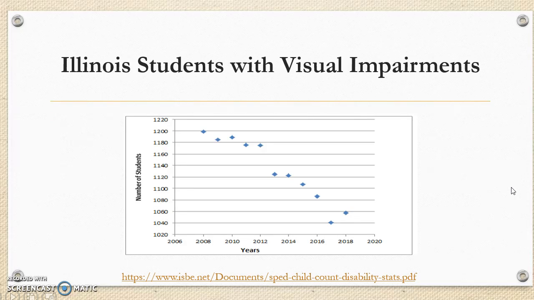Here is a graph of the amount of students that qualified for services under IDEA in Illinois from 2008 until the 2018-2019 school year. As you can see, there has been a decrease. In 2008, there were 1,199 students with a visual impairment, and last school year, there were 1,058 students. The decrease might have to do with parents being educated about preventable causes of visual impairments.